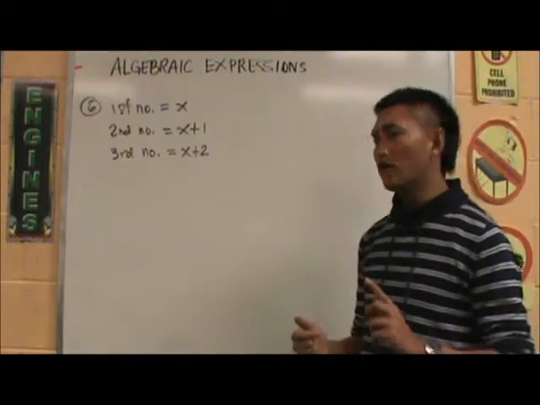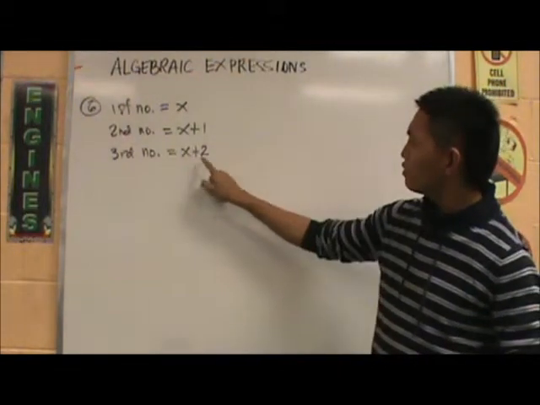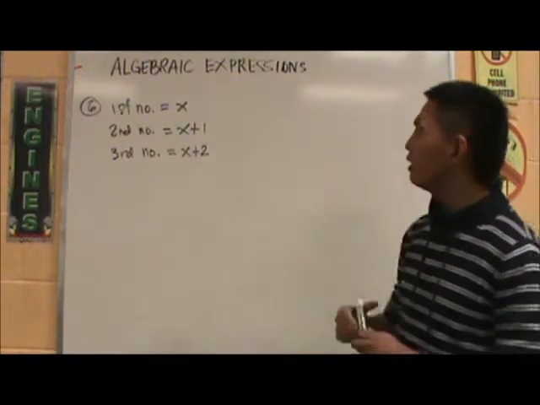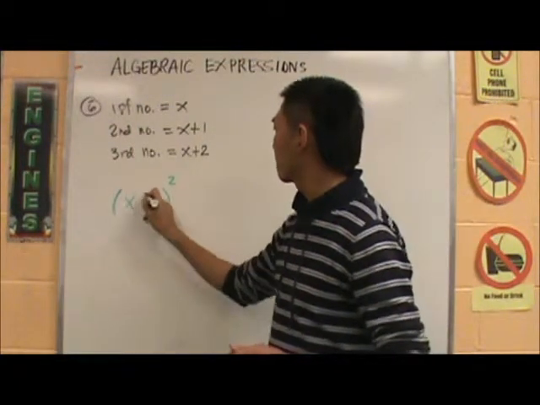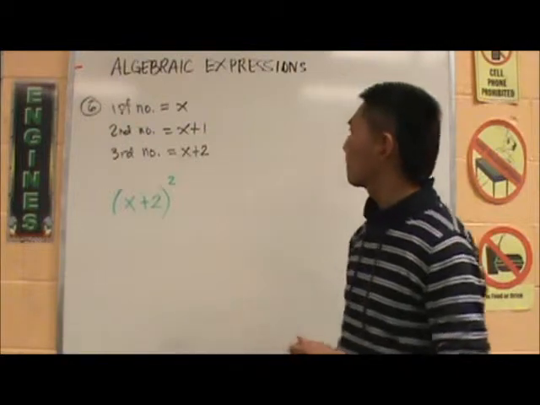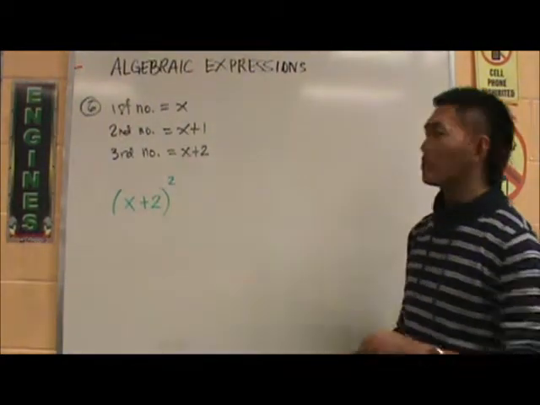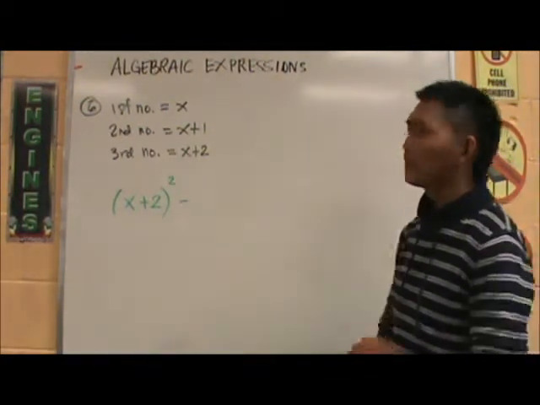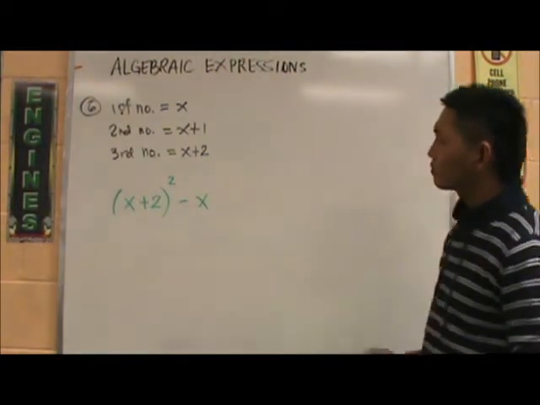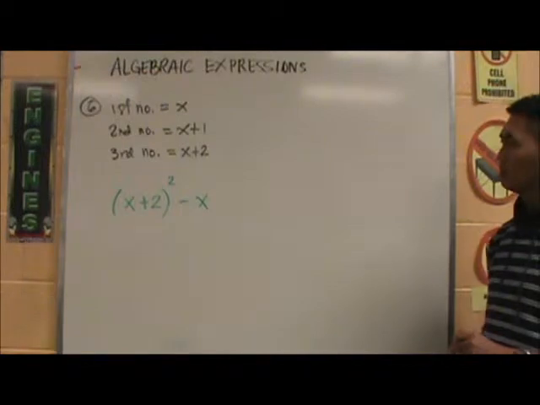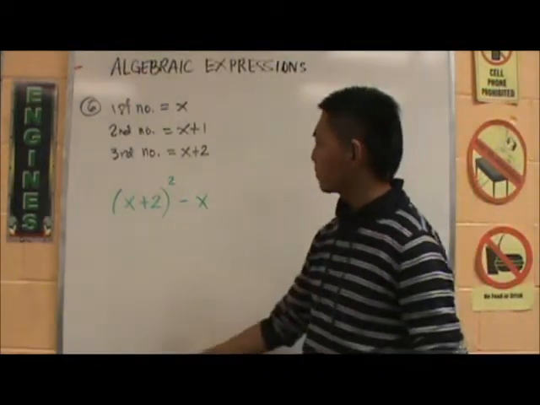Okay, how about this? The square of the third number, and we're talking about the square of it, subtracted by the first number. What is our first number?